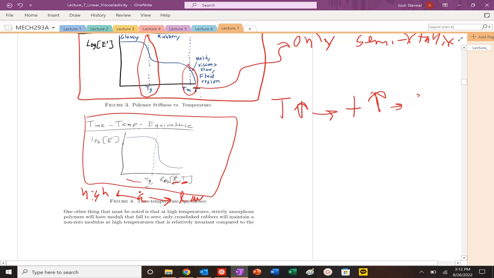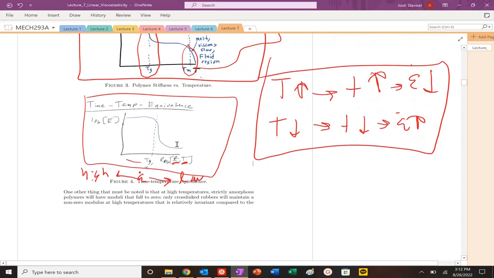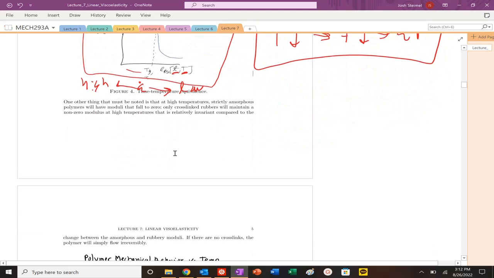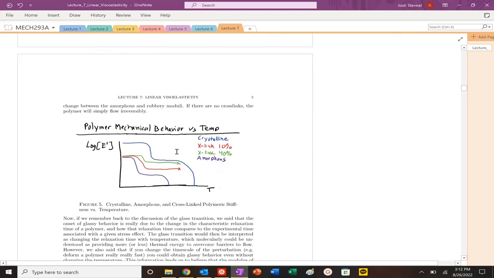So high temperatures, long times, and basically if I look at very, very low rates, that's going to give me a rubbery type response. Low temperatures, short times, high rates, that is going to give me my elastic type response. So that's a quick way to get those two concepts in your head. So those are key to remember.